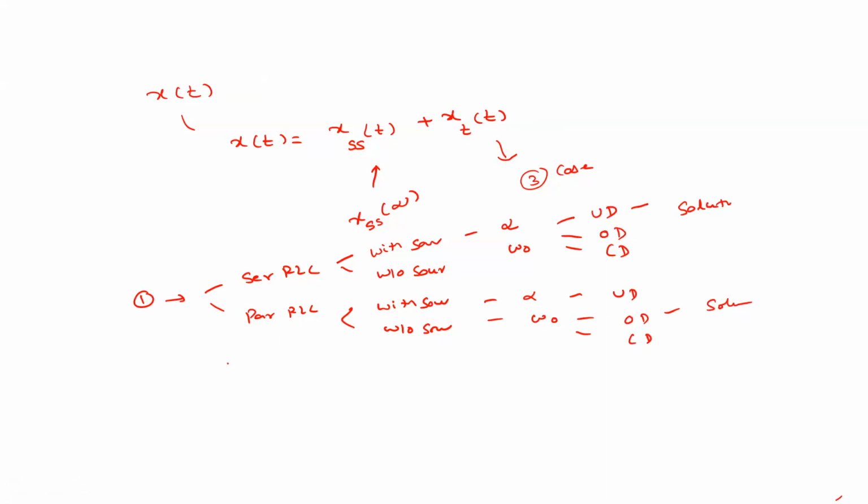All the things are for t greater than 0. To solve some problems, you may understand. So let us assume something like this, a circuit.